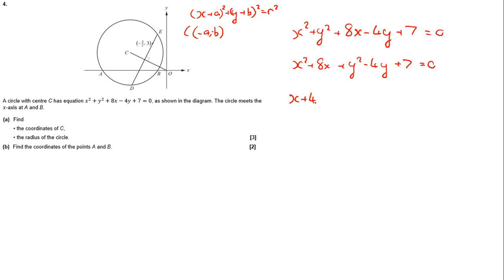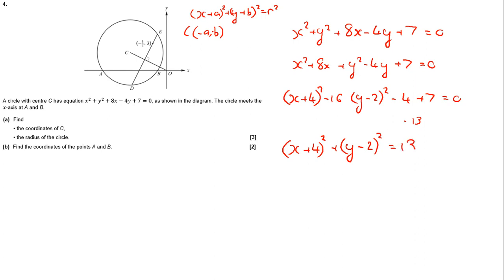So you complete the square. We've got (x plus 4) squared minus 16, and we've got (y minus 2) squared minus 4 plus 7 equals 0. So this is going to be minus 20, so that plus 7 is minus 13. That means when that goes to the other side, we will have the equation (x plus 4) squared plus (y minus 2) squared equals 13. It's now in the form of the equation of a circle.